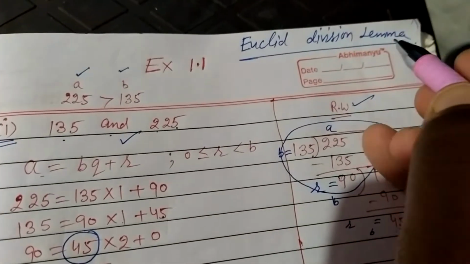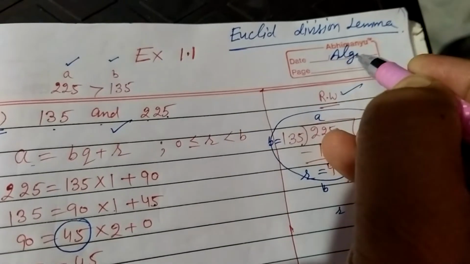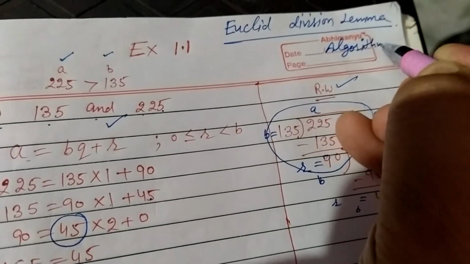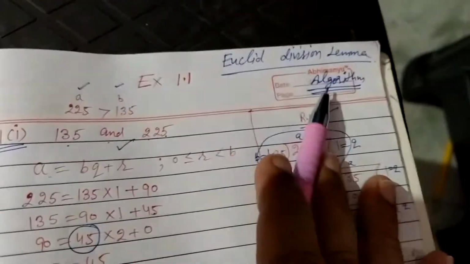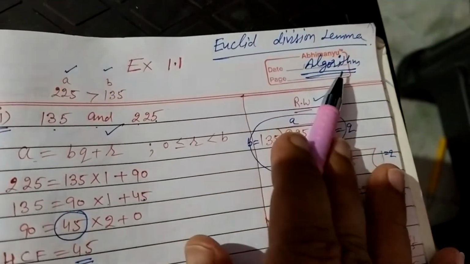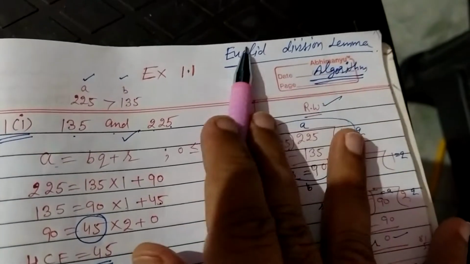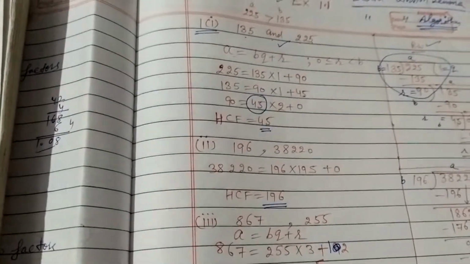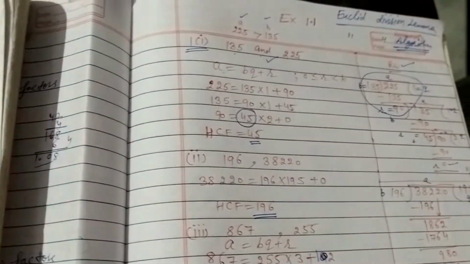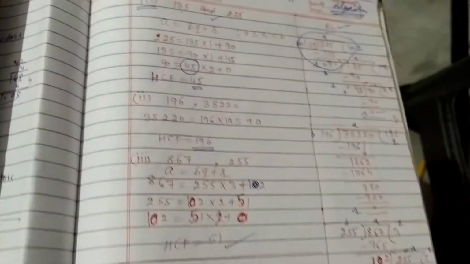When we use the lemma repeatedly, then it is an algorithm. A lemma is a proved statement. When we apply the lemma again and again, then you can say it is the Euclid division algorithm. For the solution of the questions, we always write here: by using Euclid division algorithm.